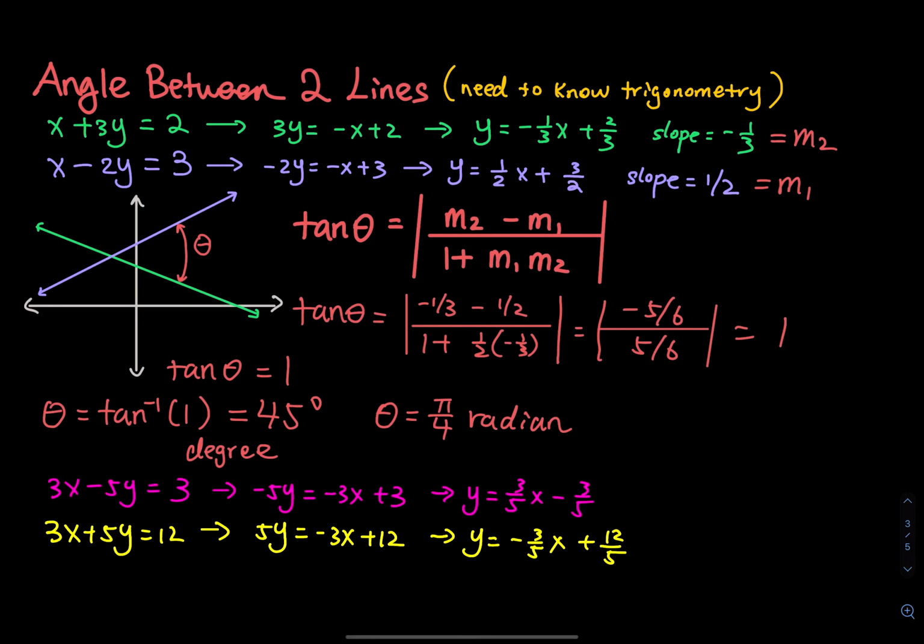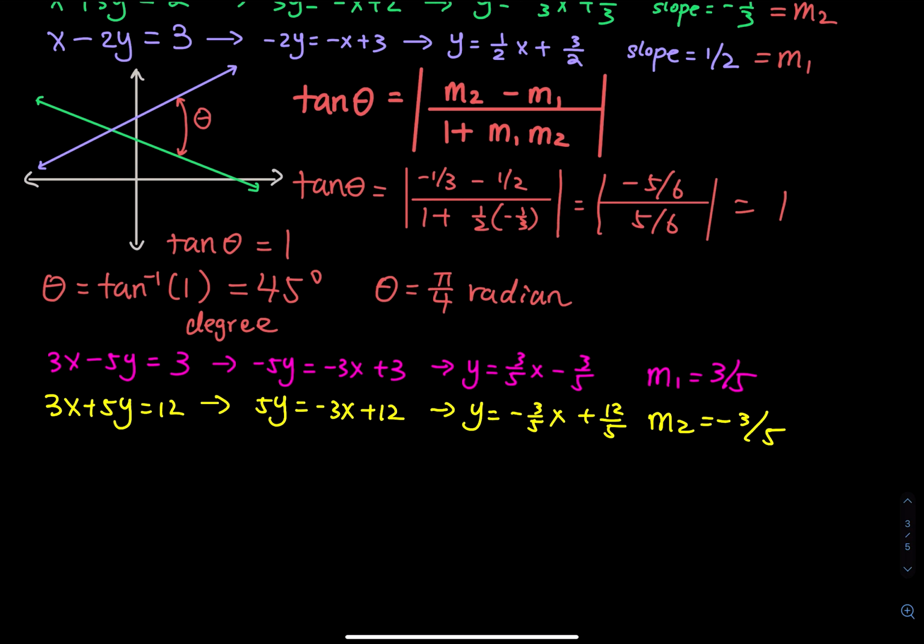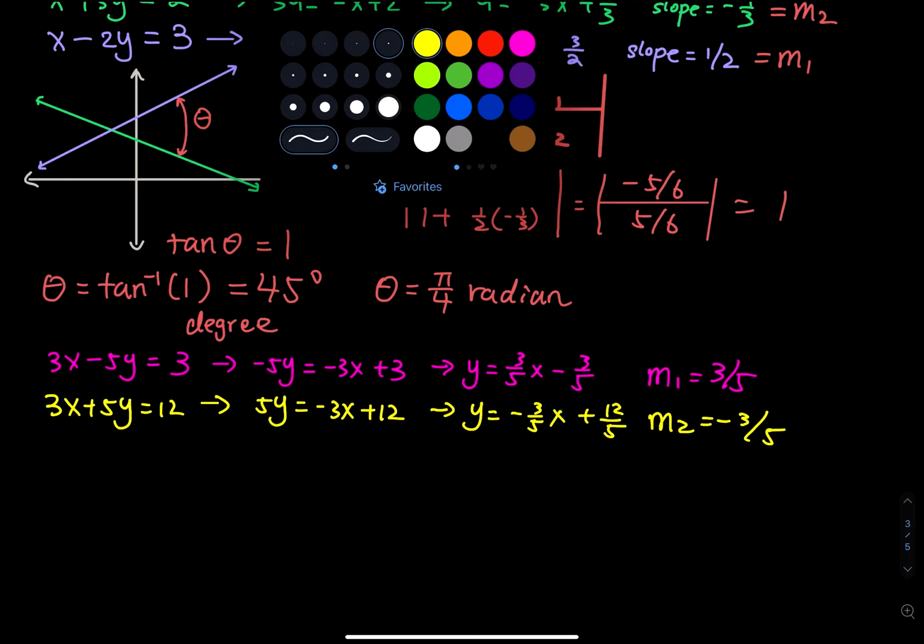And then the m1. This time let the first one be m1. So m1 equals 3 over 5. And then m2 be the second equation. m2 equals negative 3 over 5. Again, the order is not important. You can call the yellow one m1. You can call the pink one m2. It doesn't matter. And then you apply the formula.